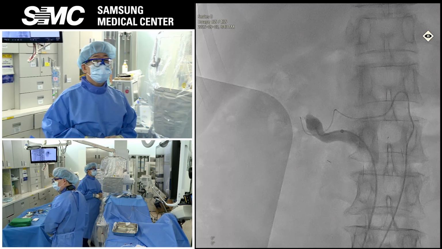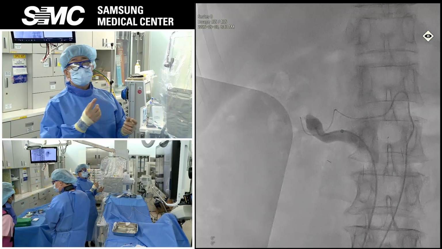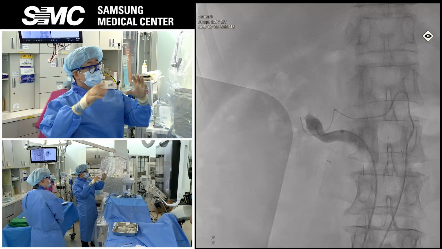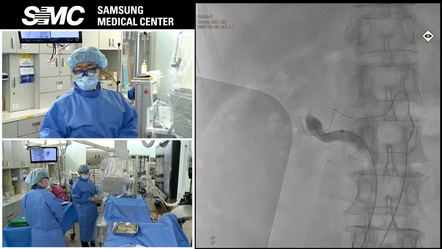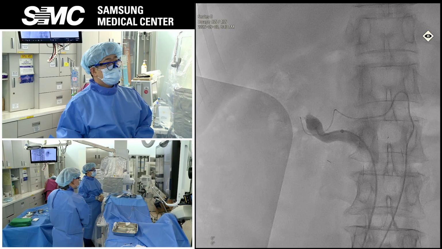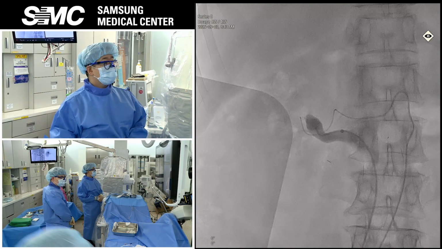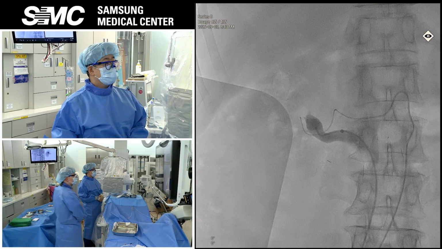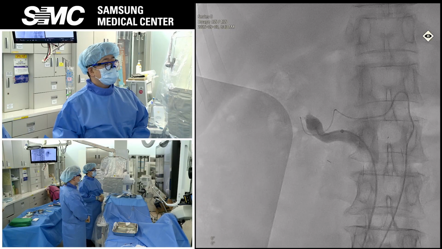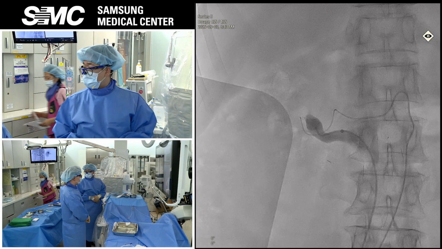After that, we need to find the very small hole from the AVM nidus. So it will be a challenging procedure. At first, we are trying to use a microcatheter to negotiate the small hole to the AVM nidus.